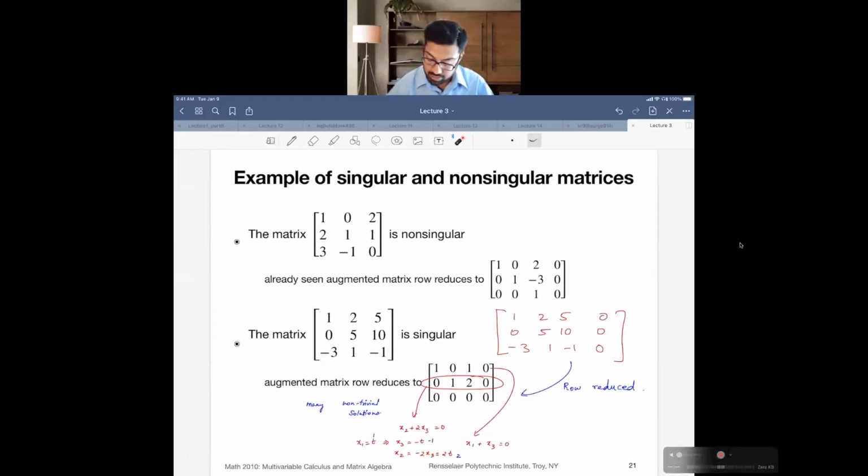What else do I want to say? Yeah, the next time we meet, we'll start looking at matrix inverse. We'll focus on non-singular matrices. So that's what we'll do when we come back.